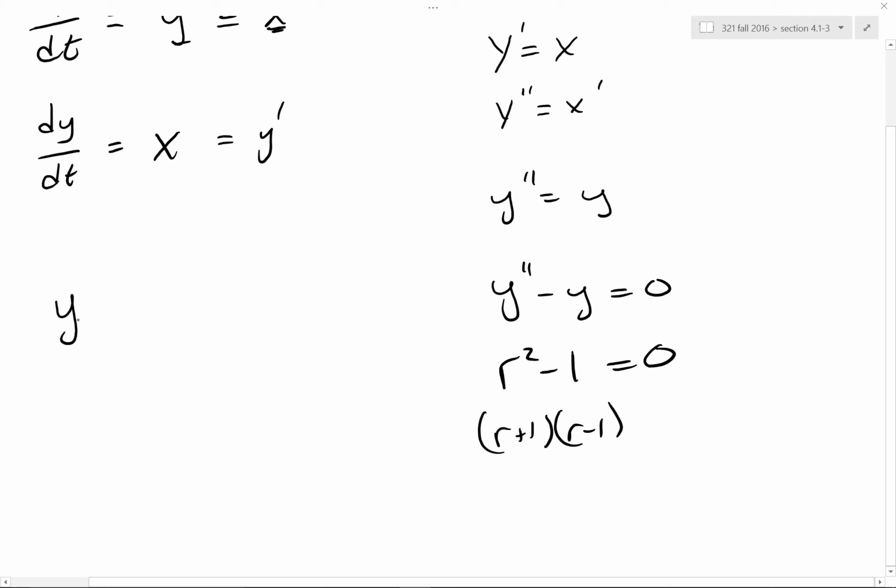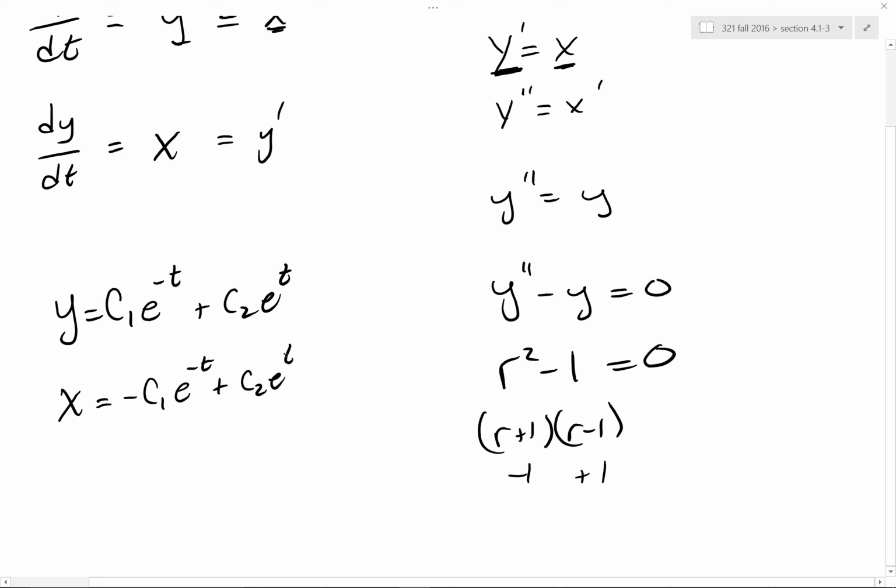So we say y is equal to C1 e to the negative t, because this is negative 1 and this is positive 1, plus C2 e to the t, like so. That's great, Jay. That's what y is. What's x? Hey, I'm glad you asked. Because check it out. X is equal to y prime. So negative C1 e to the negative t plus C2 e to the t. And friends, we're home free after that.